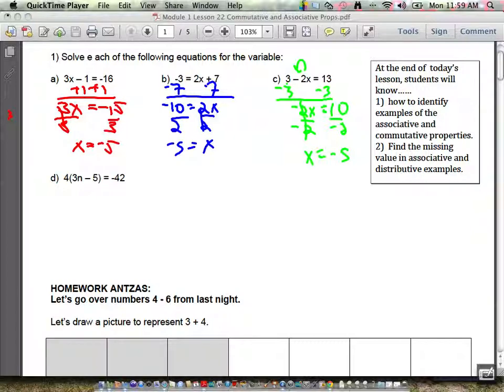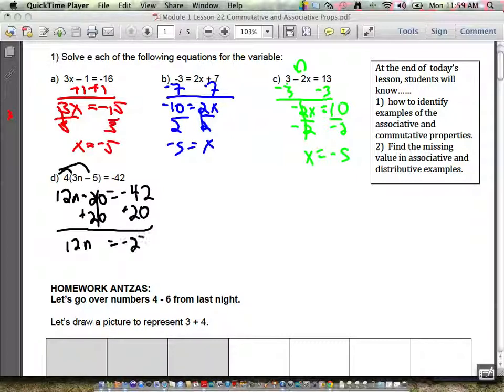Any questions so far? All right, so these, I would have considered to be very basic from last year. The third one gets a little tricky with the negative there, but the first two are certainly very easy. Now I'm going to distribute the 4, because I see the number outside the parentheses. So I get 12n minus 20 equals negative 42. So I need to add 20 to both sides. And I get 12n is equal to negative 22, divided by 12. And sometimes you just get weird looking answers. I can reduce this a little bit more and say negative 11 over 6, and I'm done.